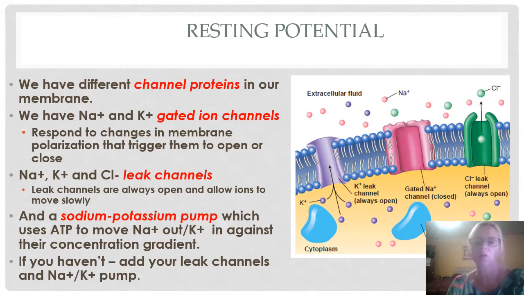What color? I think you can see the best with maybe red. This leak channel is always open. It allows basically one ion to go through at a time, and it is specific to the ion. So it's only going to allow potassium, and I drew the arrow the wrong way. Sorry, it goes that way, potassium going out. And here's a chloride leak channel, which allows chloride to go out.